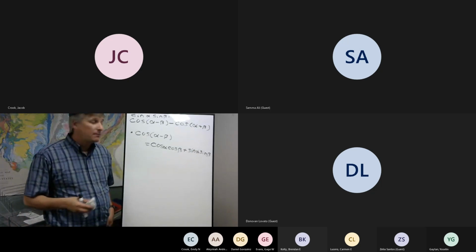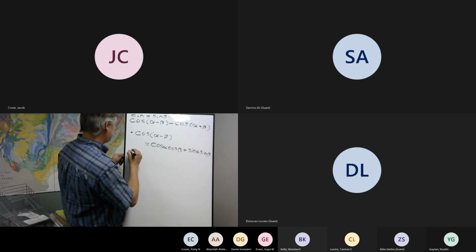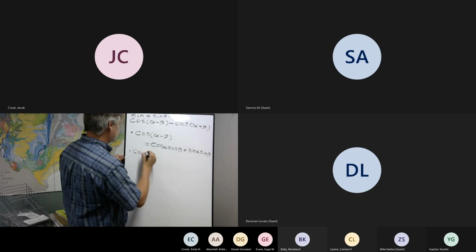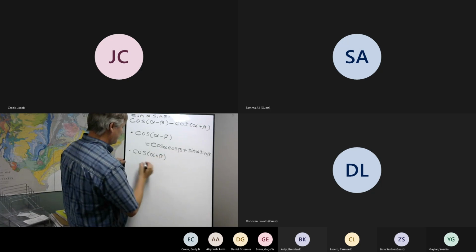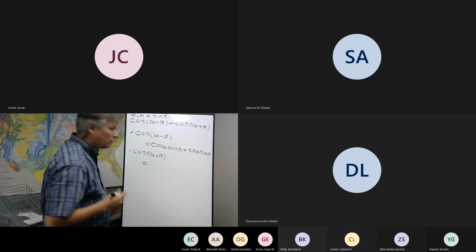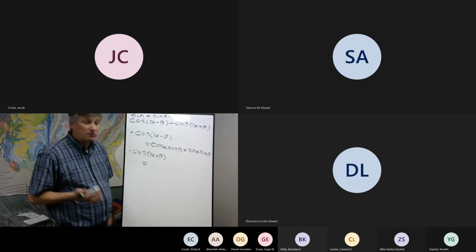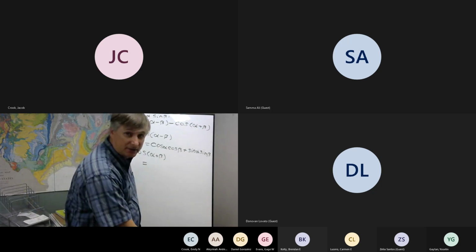Now what about our sum formula? Well, cosine of alpha plus beta, looking it up, is on page 684.